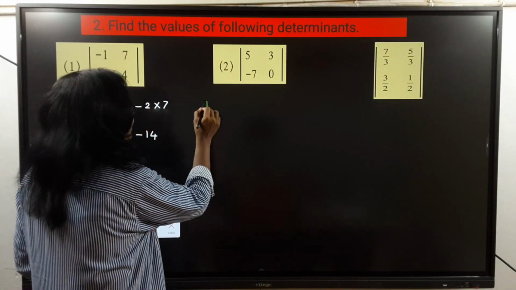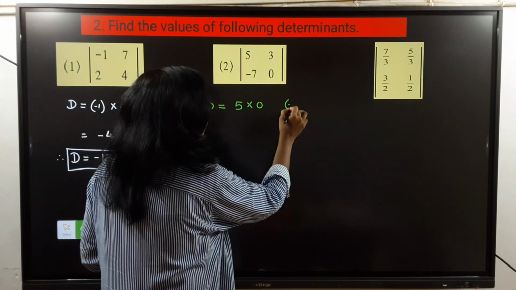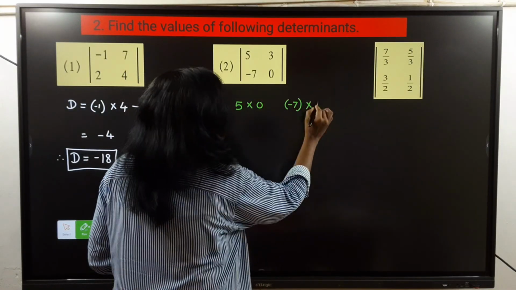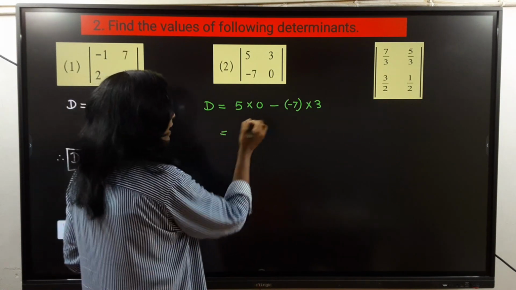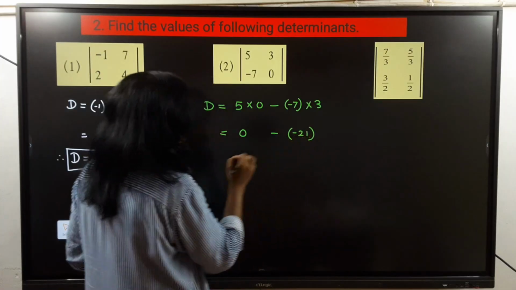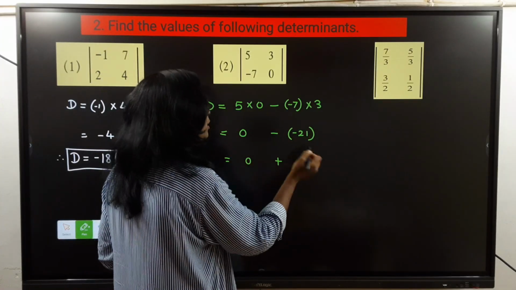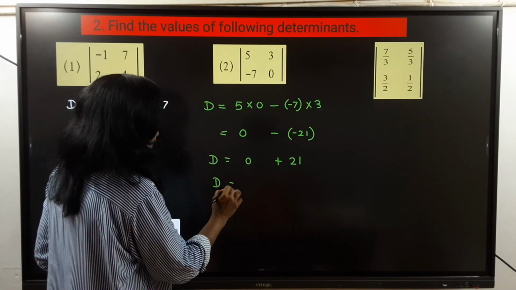So we write D is equal to the product of 5 and 0, and the product of minus 7 and 3, and then their difference, that is a minus sign. The product of 5 and 0 is 0, minus the product of minus 7 and 3, that is equal to minus 21. So, students, 0 minus of minus 21 means 0 plus 21. That means D is equal to 21.